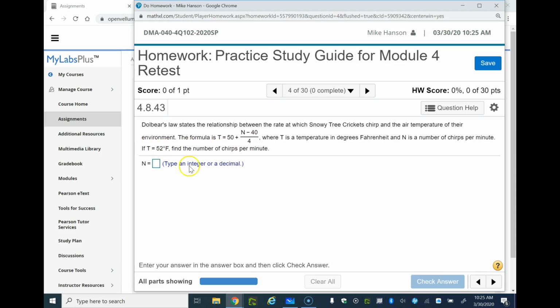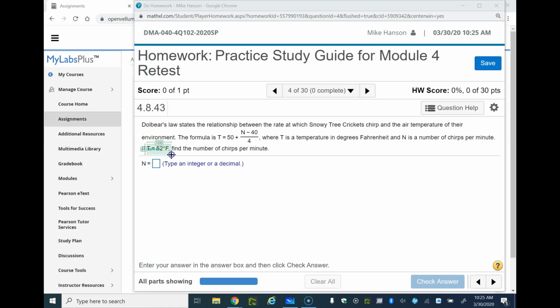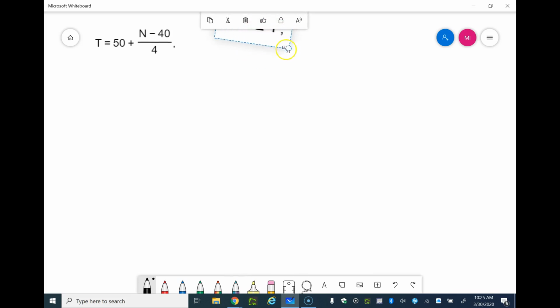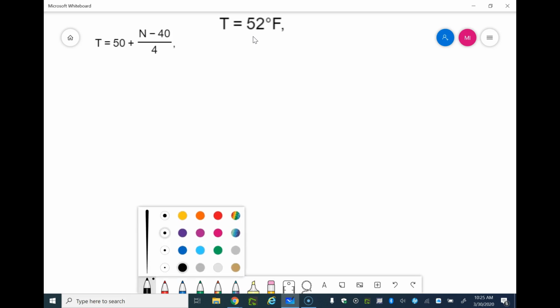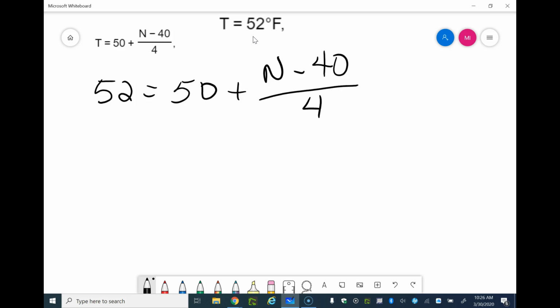So for this one here, I forgot to put in, so let me go ahead and copy and paste this, that t is actually equal to 52. All right, so if t is equal to 52, I can actually go ahead and throw that into the problem. So 52 is equal to 50 plus n. So once again, we're taking this problem and we're going to be solving for n.